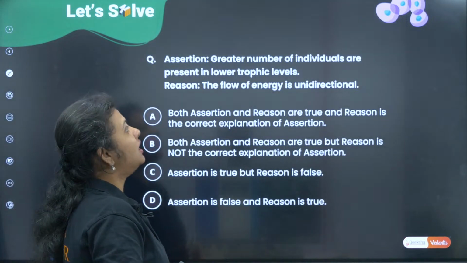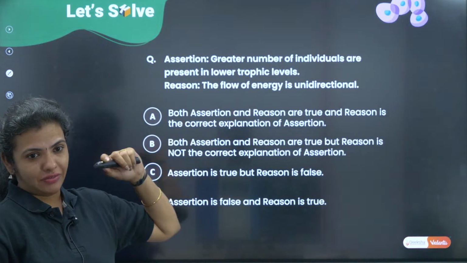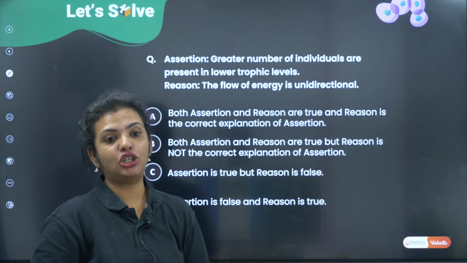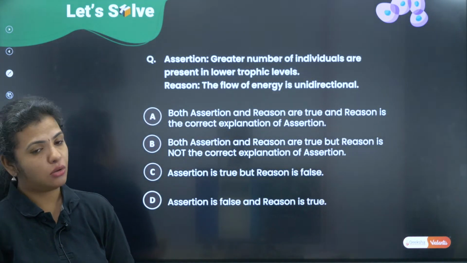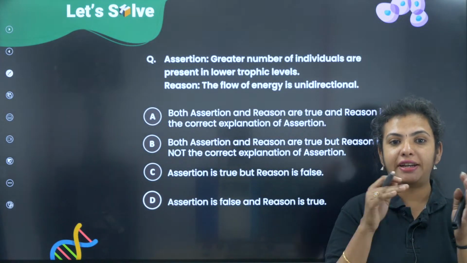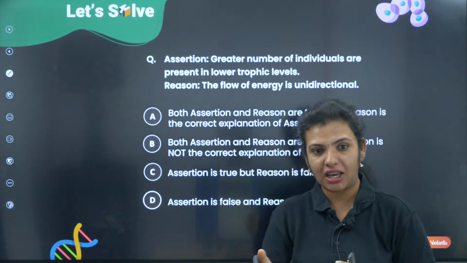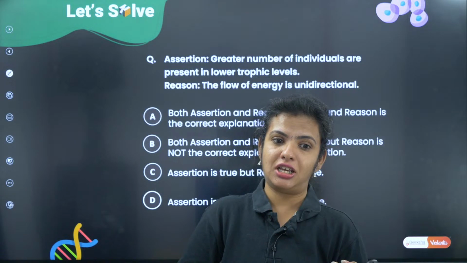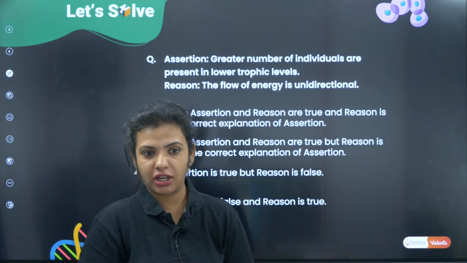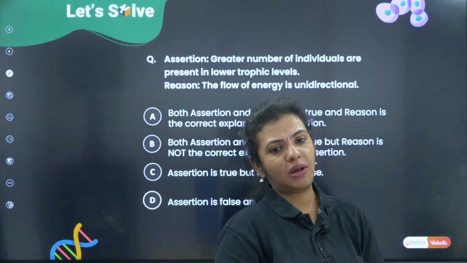Next assertion: greater number of individuals are present in lower trophic levels. Reason: the flow of energy is unidirectional. Okay, very simple again. The assertion is talking about a greater number of individuals present in the lower trophic level. The reason is saying the flow of energy is unidirectional. Again, we have discussed the food chain here. Based on that, give your answers. What do you think is the answer?